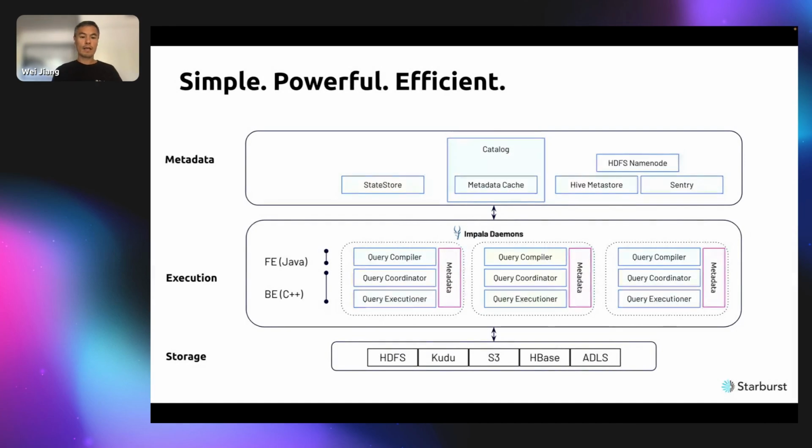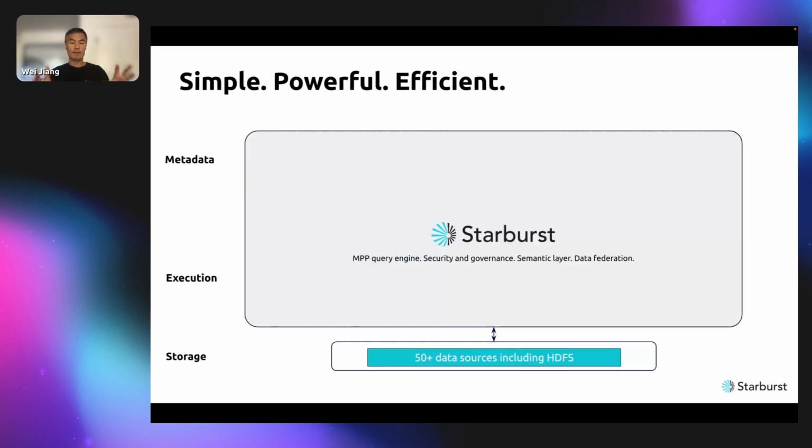So really, just look at the complexity of running the Impala engine. Again, if you want to retune it, the whole environment becomes pretty complex. So with Starburst, we can replace all of that with an easy to use architecture, easy to scale out, and now you have security, governance, semantic layers, and data federation all built into the same platform.